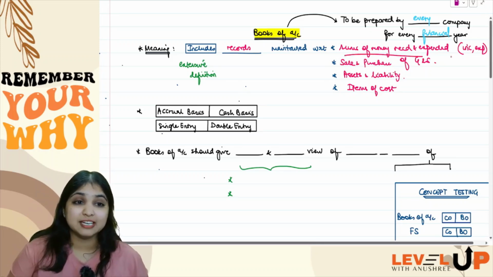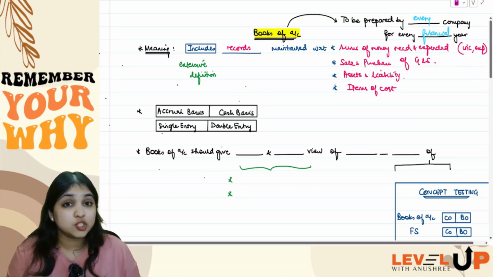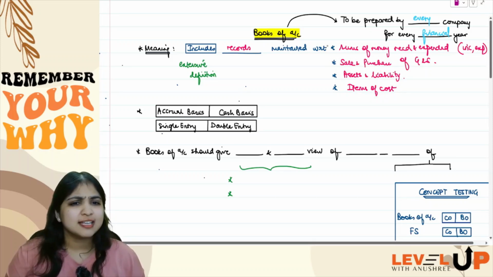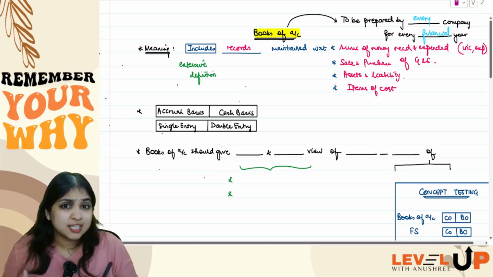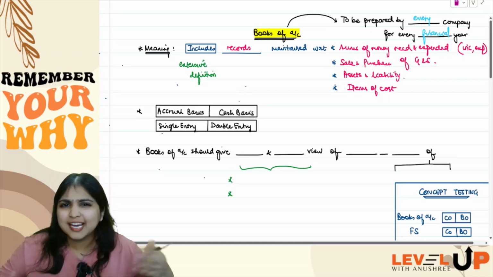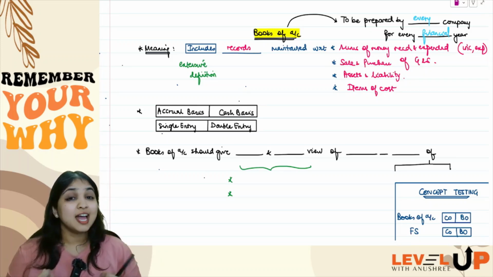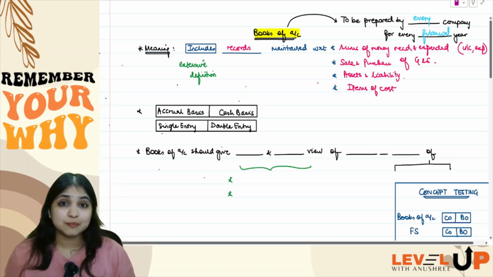Now sums of money received and expended is nothing but incomes and expenditure, sale and purchase of goods and services, assets and liability, and items of cost. See, these 3 things you've understood. These 3 things are very simple. Books of accounts are nothing but records relating to income and expenditure, records relating to sales and purchase of goods and services, and records relating to assets and liabilities. But what do you mean by items of cost?